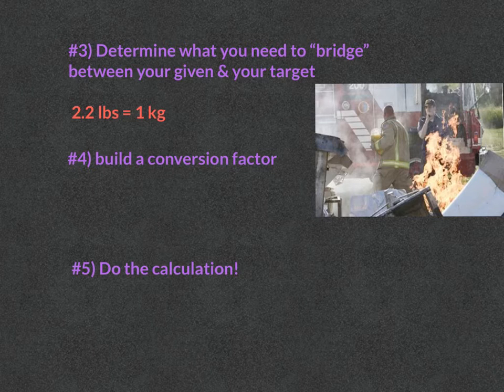Our third step is to determine what we need to bridge the gap between what we're given and what we need to get to. In this case, we need to go from pounds to kilograms. And it just so happens that there are 2.2 pounds for every kilogram. We will look at equalities in more detail later.